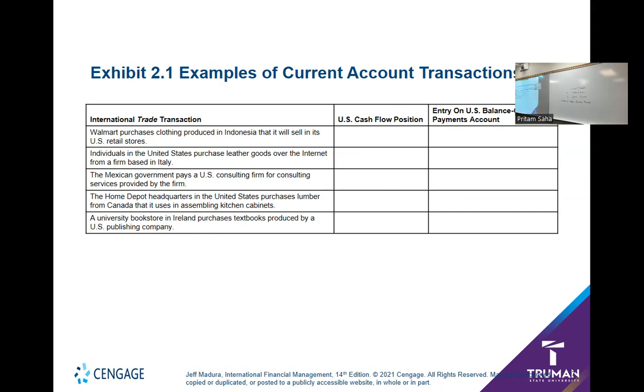So let's talk about what should be the correct cash flow positions and whether it should be debited or credited. First example: if Walmart purchases clothing from Indonesia to sell in US retail stores, it's an international trade, right? Is it an export or import, outflow or inflow? Import, right? And outflow. Debit or credit?